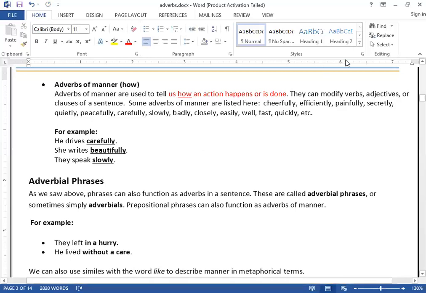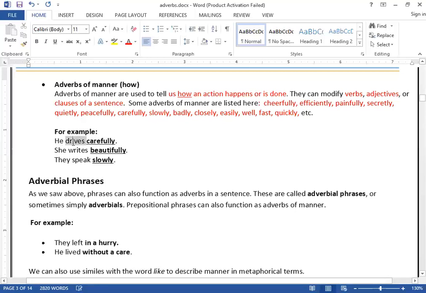Clear? So we will say adverbs of manner can modify verbs, adjectives, or the clause of a sentence. Some adverbs of manner, which we have listed here, are cheerfully, efficiently, painfully, secretly, quietly, peacefully, carefully, slowly, barely, closely, easily, well, fast, quickly, etc. We call them adverbs of manner. And as I said earlier in the definition, adverbs of manner are those adverbs that talk about how an action happens.